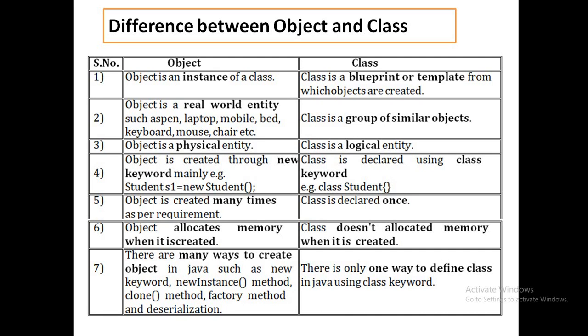Object allocates memory when it is created, but in the case of class, memory is not allocated when it is created. There are many ways to create object in Java, such as using new keyword, new instance method, clone method, factory method, and deserialization. Whereas in the case of class, there is only one way to define a class in Java, that is using the keyword class.